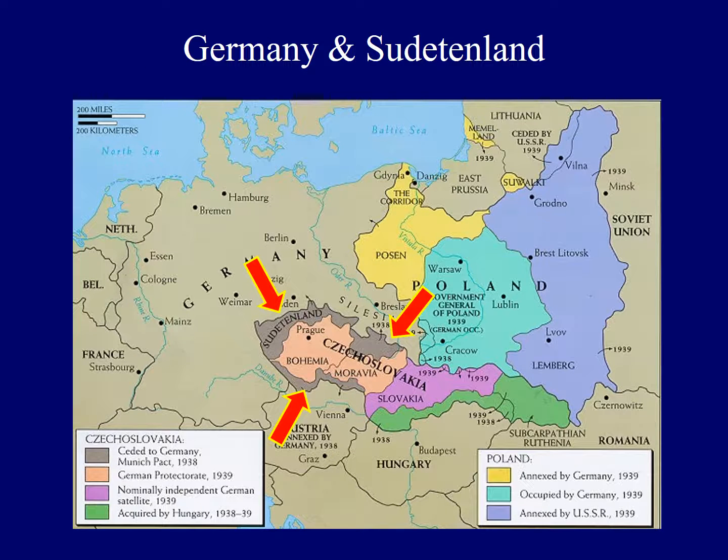The next step also took place in 1938, and this dealt with the Sudetenland, which was part of Czechoslovakia. You see the area of this map that's in dark brown where the arrows are pointing? This shows the Sudetenland, kind of along the border between Czechoslovakia and Germany.